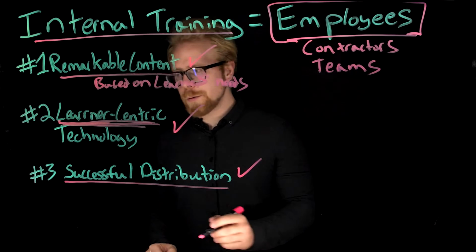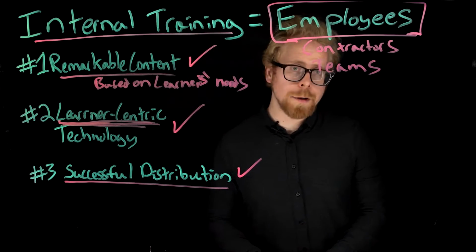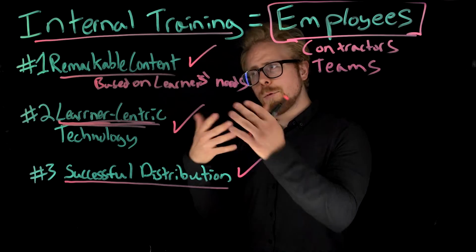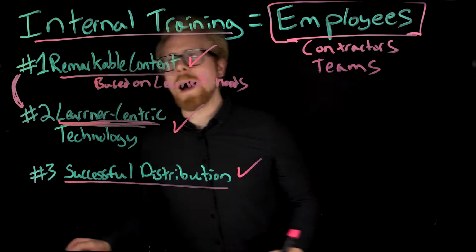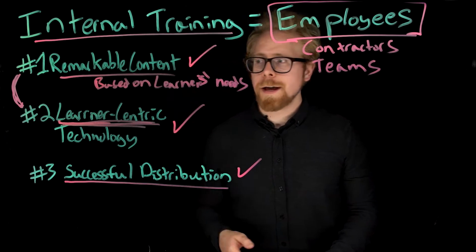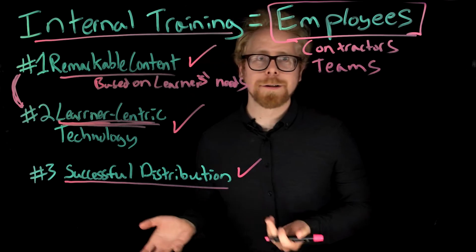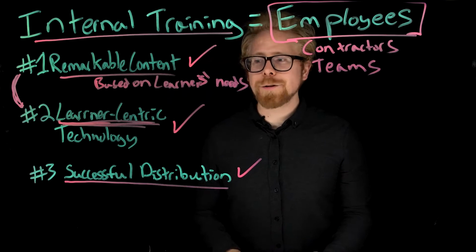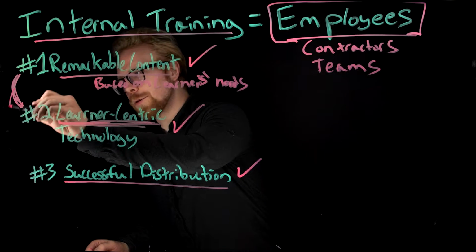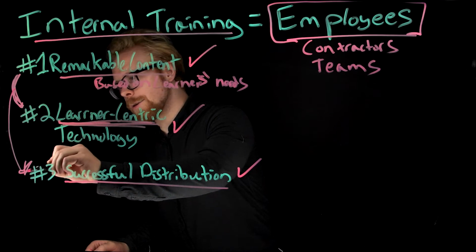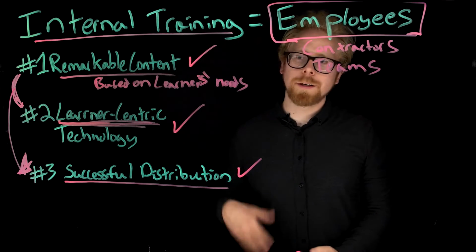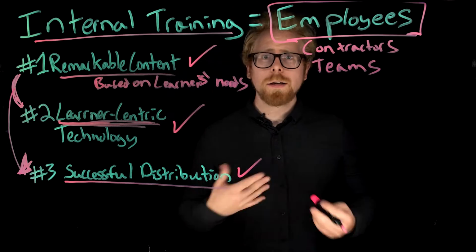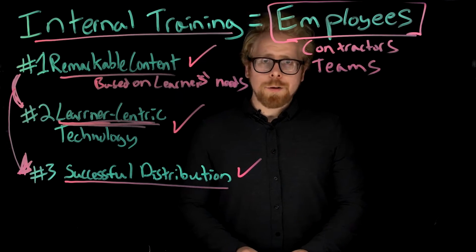This is the most important pillar. This is what we're going to talk about the most today. But they all work together because without one and two, so without remarkable content and without technology, you can't distribute an e-learning program. You can distribute training without content and technology, but you can't distribute an e-learning program. So let's dive into it.